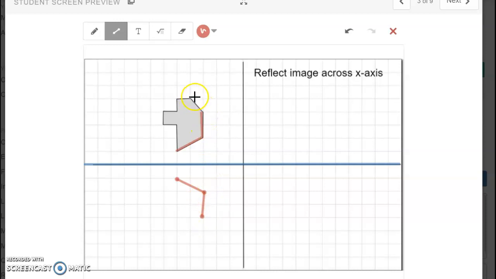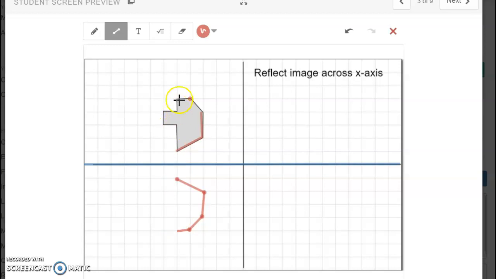Then I need to find this point right here. That is 1, 2, 3, 4, 5 units away from the line of reflection. And you can also find it relative to your previous point as well. It's going diagonal, and then again it goes across, and then it goes down.